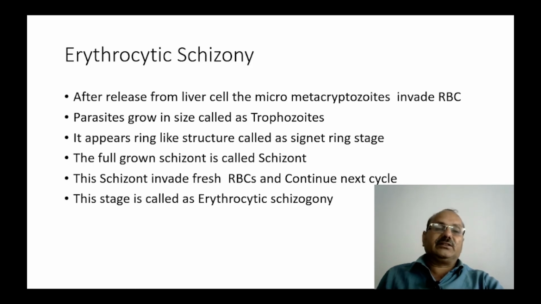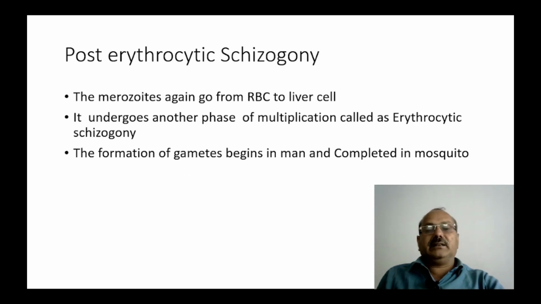Then erythrocytic schizogony. After release from the liver cell, the micrometacryptozoites invade RBCs. The parasite grows in size and is called the trophozoite. It appears as a ring-like structure called the signet ring stage. The full-grown trophozoite is called the schizont. The merozoites invade fresh RBCs and continue to the next cycle. After that, there is the next stage called post-erythrocytic schizogony. The merozoites again go from the RBCs to the liver. It undergoes another phase of multiplication called exo-erythrocytic schizogony.